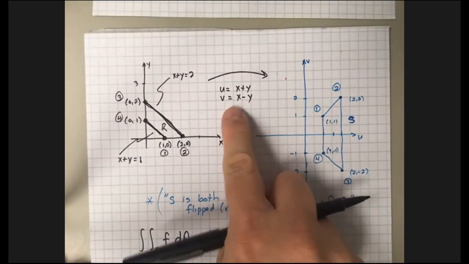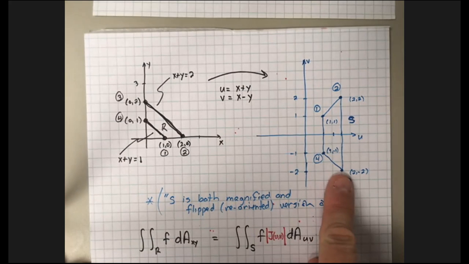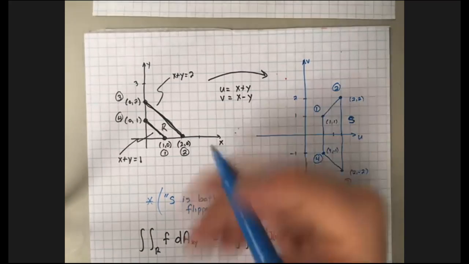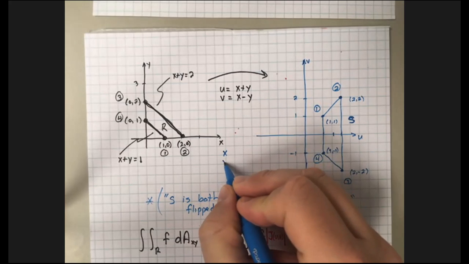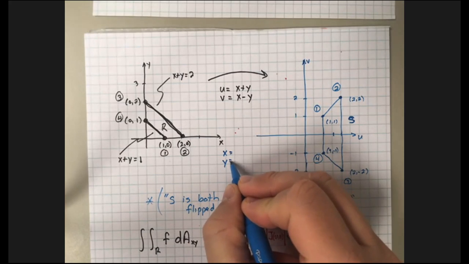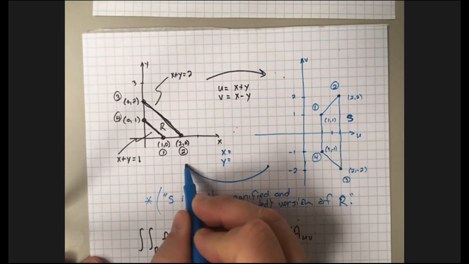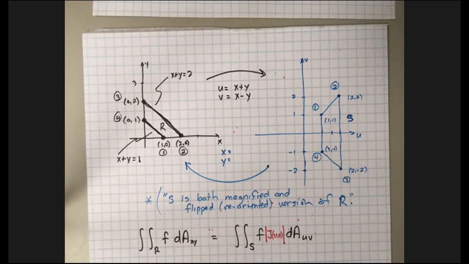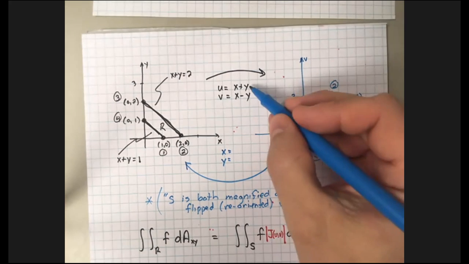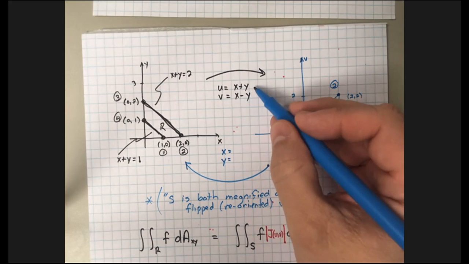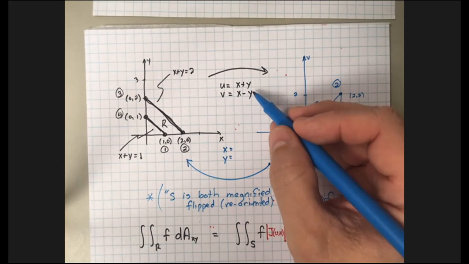Well, we did use the transformation to draw the nice region, but we don't know what X is in terms of U and V. What we need to do is understand how to go from the nice region back to the original region. And that means I have to solve this system of equations for X and Y. Now this is a linear system of equations, so that solving's not hard.